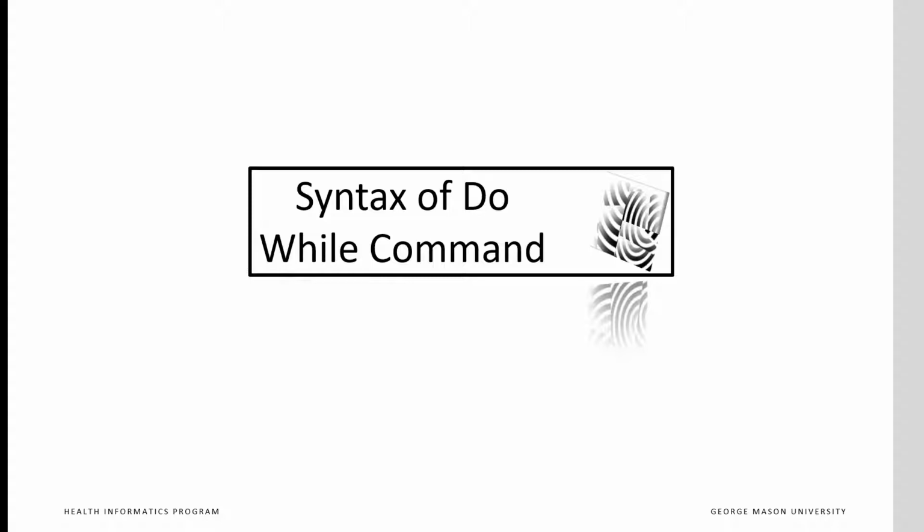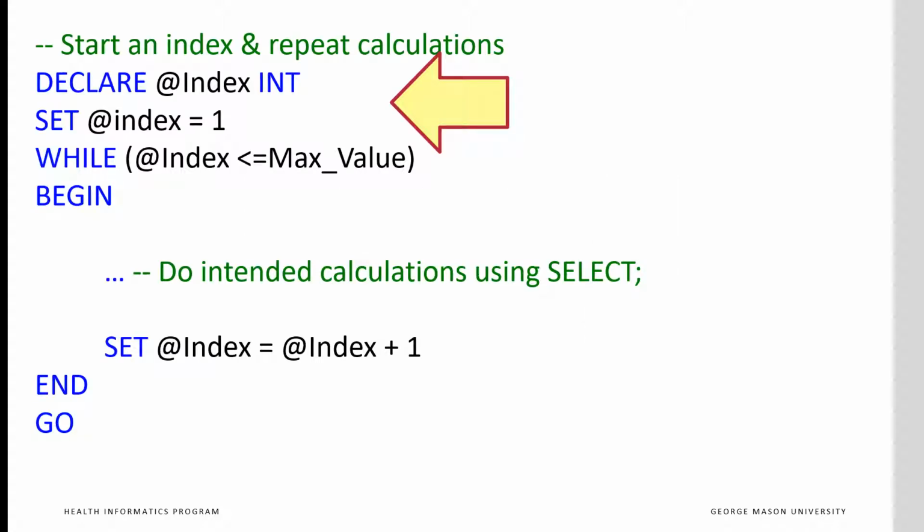This is the syntax of the do while command. Do while command accomplishes the goals of cursor by increasing an index value at each iteration. Think of the index value as the row in the cursor command. The index value is typically declared as an integer, and since it is a variable, it must be preceded with an @ sign. Typically, the initial index value is set to 1.